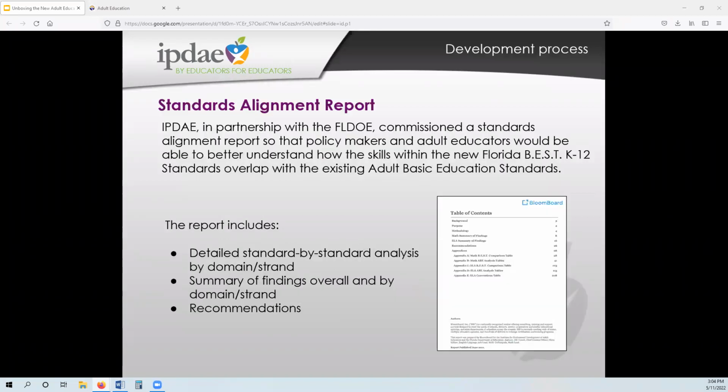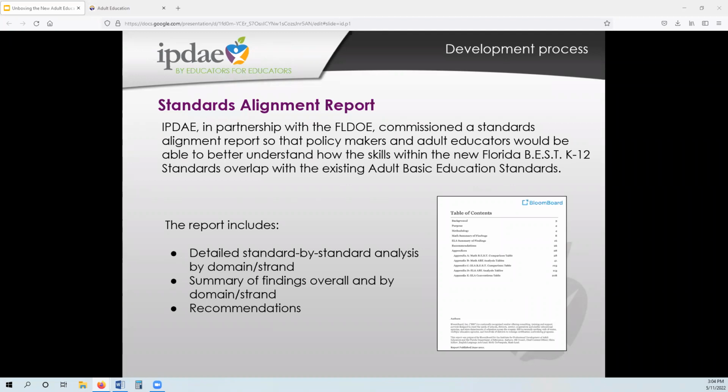So to help understand those new BEST standards in relation to the existing adult education standards, a report was commissioned last year in the spring of 2021. So we could better understand, okay, what are the similarities and differences between the existing adult basic education standards and these new math and ELA BEST standards in K to 12.